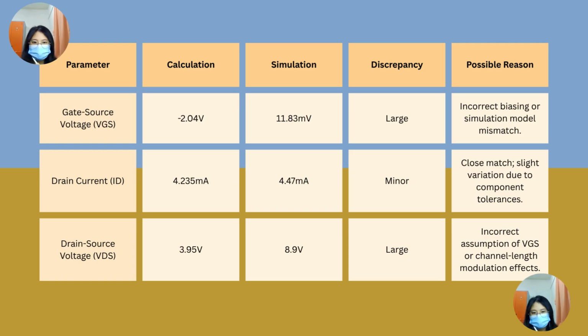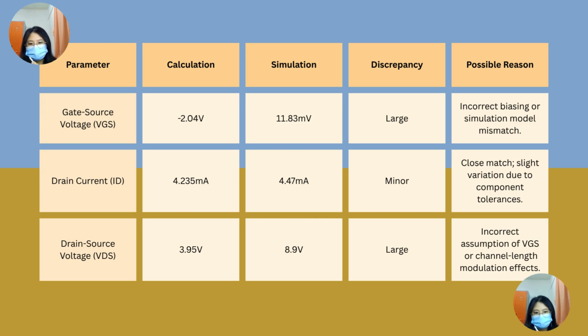For gate source voltage, we got negative 3.95 voltage for calculation and 2.04 voltage for simulation. The discrepancy is very large, and the possible reason is incorrect biasing or assumption of VGS, model mismatch, or channel length modulation effects. And then the drain current: we got 4.235 mA for calculation and 4.47 mA for simulation. This discrepancy is minor, possibly due to slight variation from component tolerances.